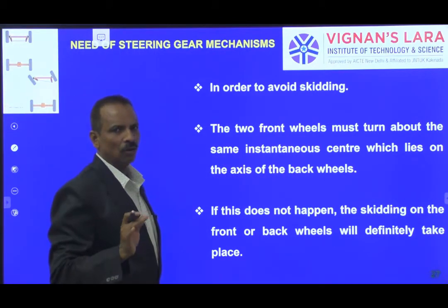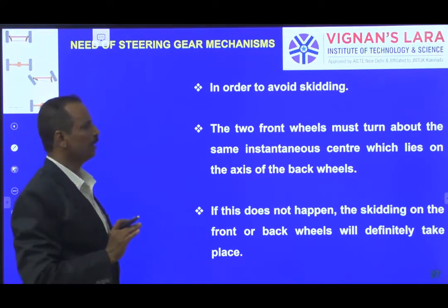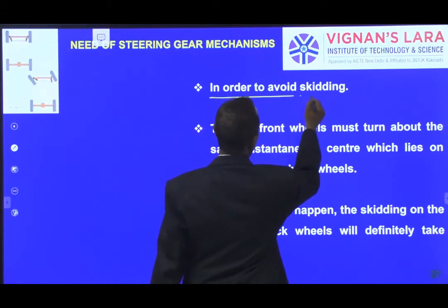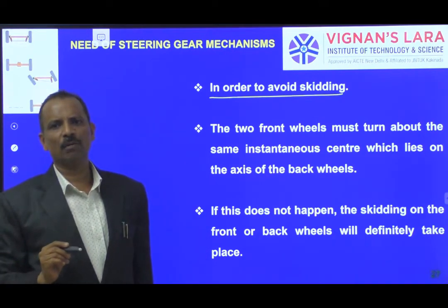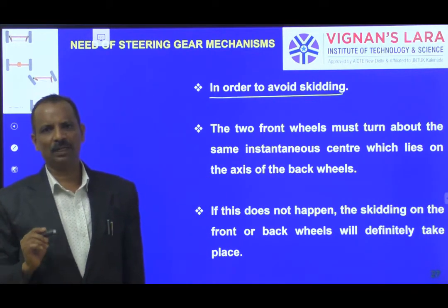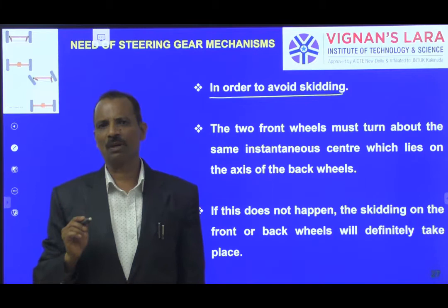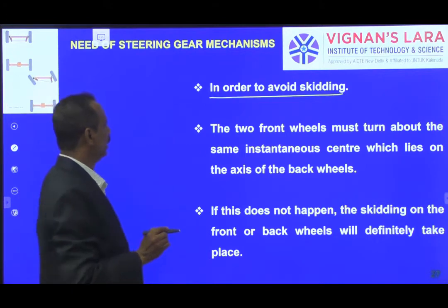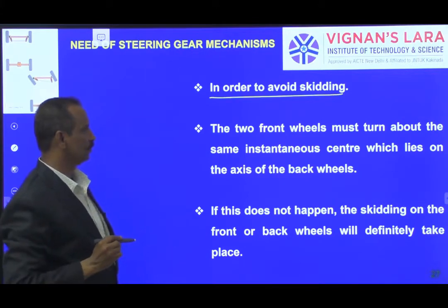So why do we have to go for a steering mechanism? What is the need of steering gear mechanism? The first need is to avoid skidding. That means to keep contact between the ground and tire comfortably without lifting the tires from the ground. That is what we call skidding. So to avoid skidding, we need to have a design of a good steering mechanism.